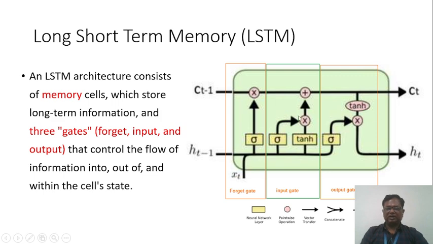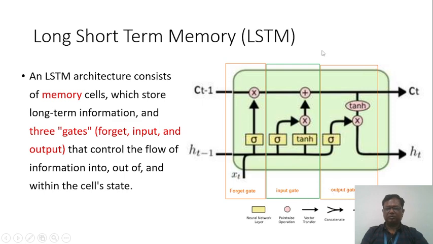And each cell has these gates and memory. Memory is on top. This horizontal line is the memory cell. And here we have the gates. The gates are the forget gate, the first box, the input gate, the second box, and the output gate, the third box.